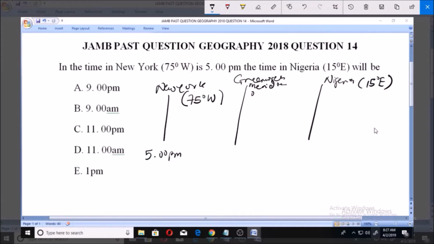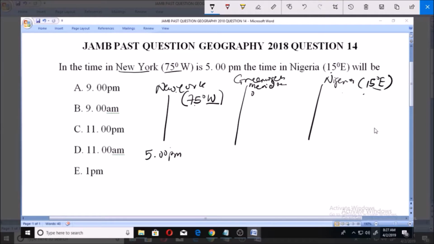We have New York at 75 with time 5 p.m., then Nigeria at 15. Now we need to know the time that Nigeria should be. Whenever you have directions that are opposite, like here we have west and east, you need to add up to get the resultant. So we're going to have 75 plus 15 because of the opposite directions. This is west, this is east, and that's why we're having 90 degrees.